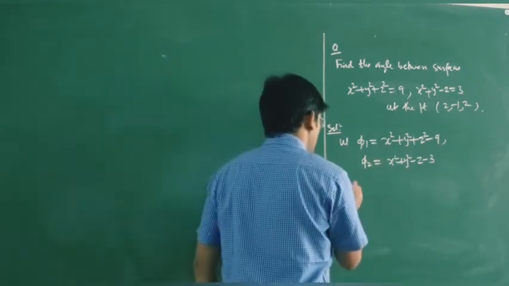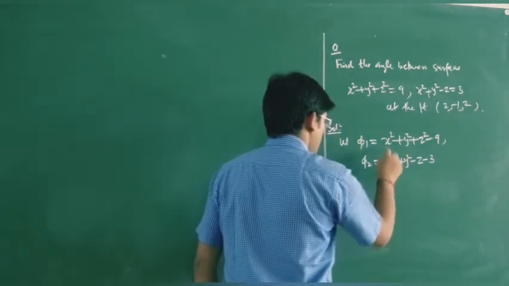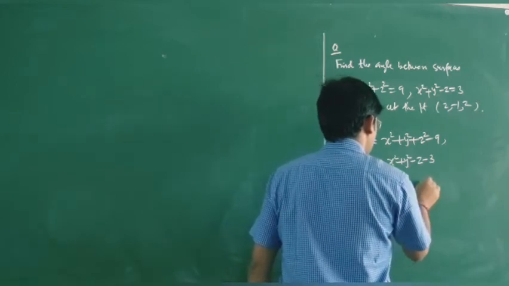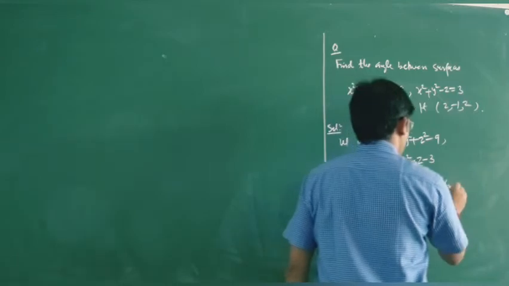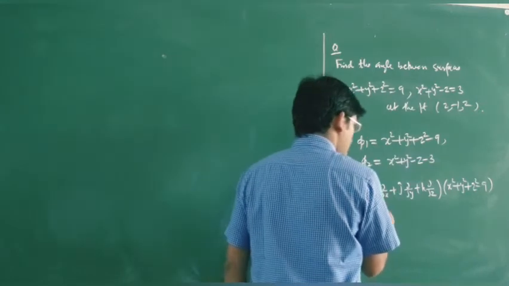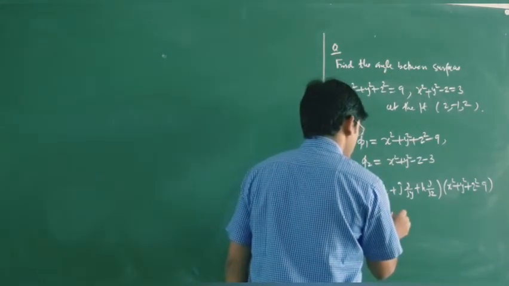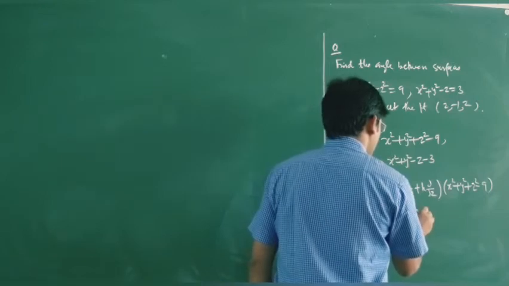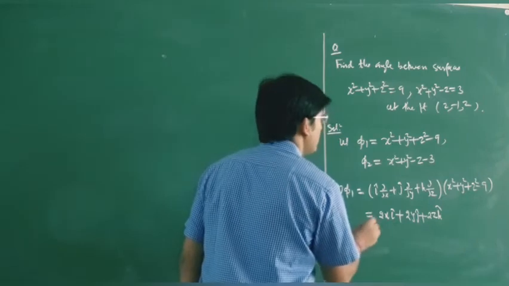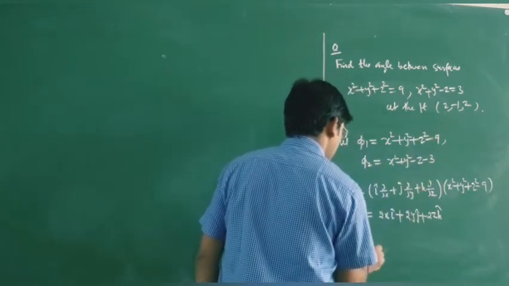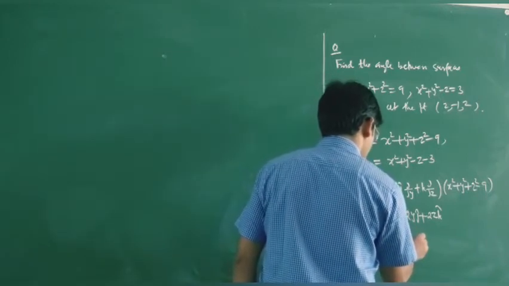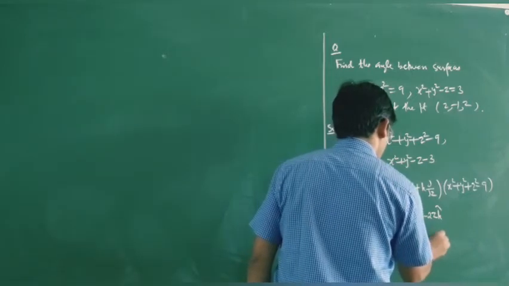So now grad phi 1 is equal to, grad is i del upon del x plus j del upon del y plus k del upon del z of this bracket. So partial differentiation with respect to x will give you 2xi, then we will have 2yj, and then finally we will have 2zk. So the grad phi 1 at, we have to calculate the angle at 2 minus 1 2, is equal to 4i minus 2j plus 4k.